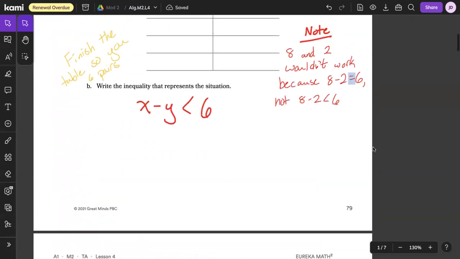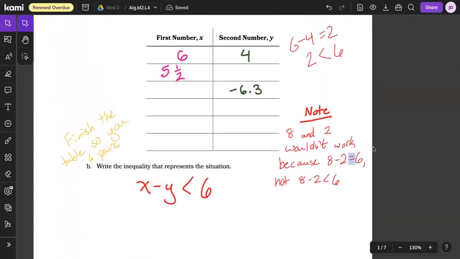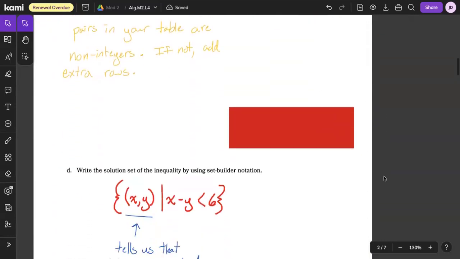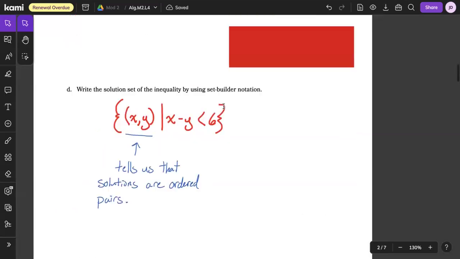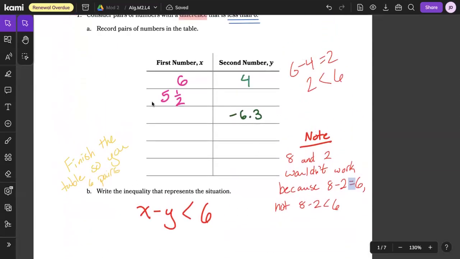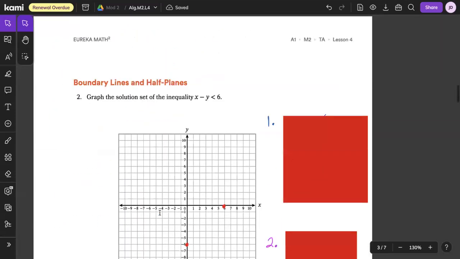So this up until now, not anything super crazy. It's just solving an inequality. We're now going to talk about graphing it. So we know how to show it as a solution set. We know how to display it as a table. Let's talk about it as a graph.